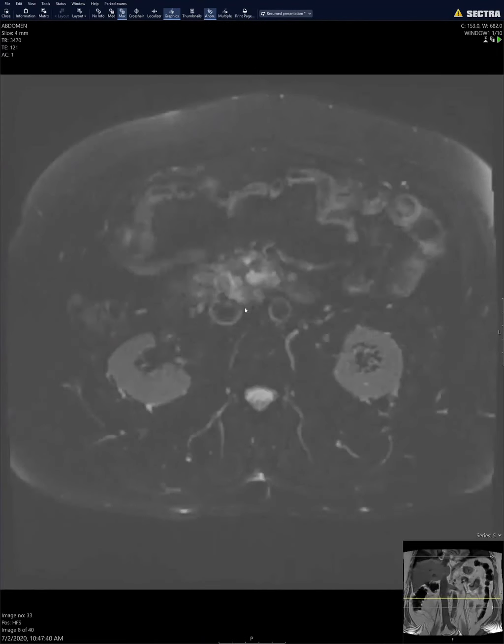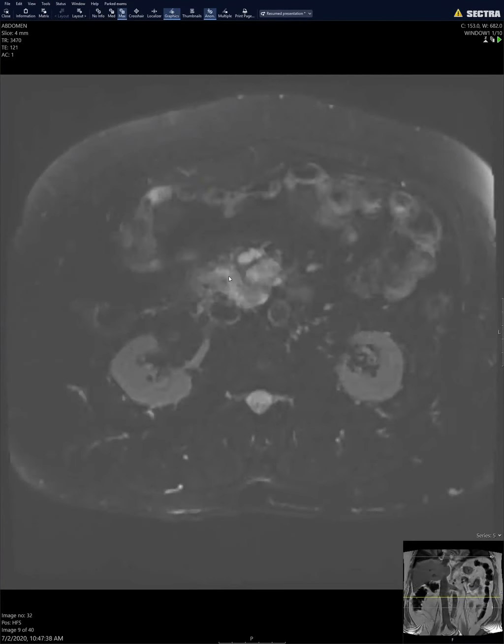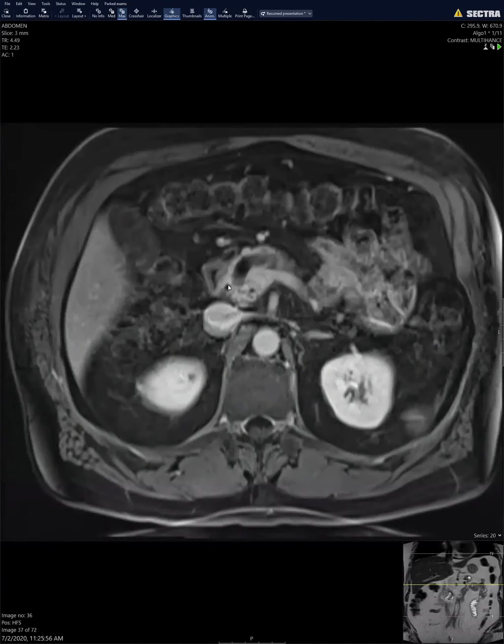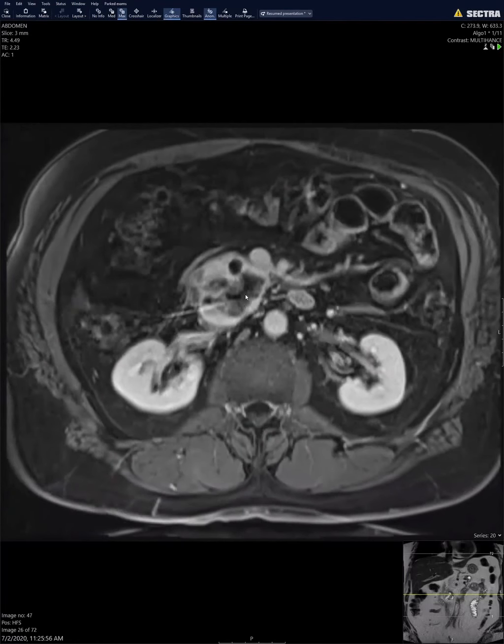Axial T2 fat-sat images. Again, we see that intermediate signal soft tissue along the ducts. This is post-contrast. Again, showing this poorly enhancing frond-like soft tissue growing within these dilated ducts.